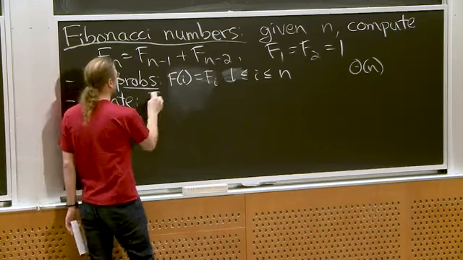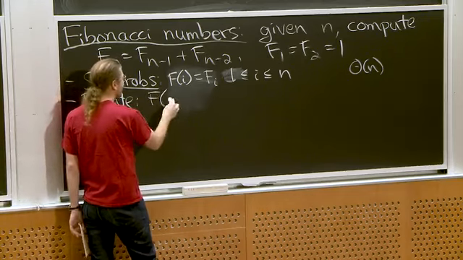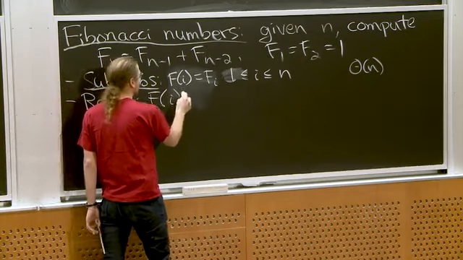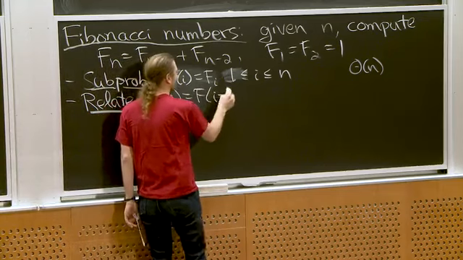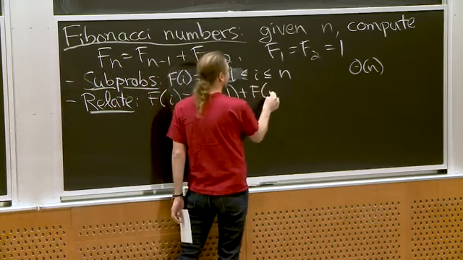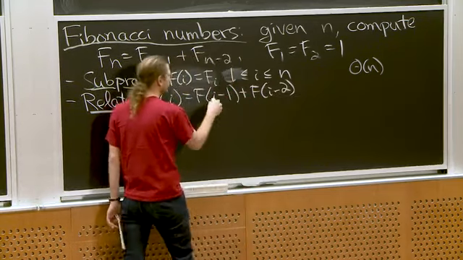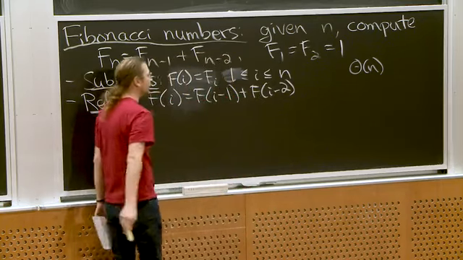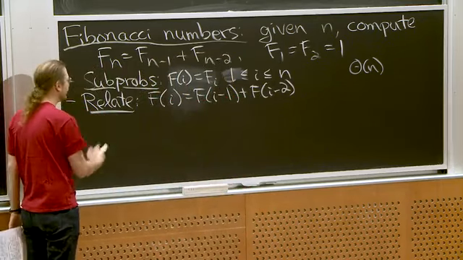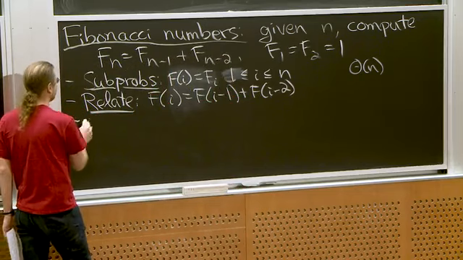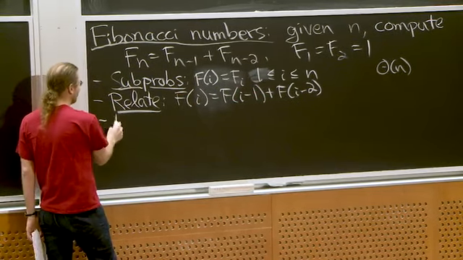And then we can write the recurrence relation on these: f of i equals f of i minus 1 plus f of i minus 2. So in other words, recursively compute those Fibonacci numbers, then add them together. That's an algorithm. Next is T for topological order.